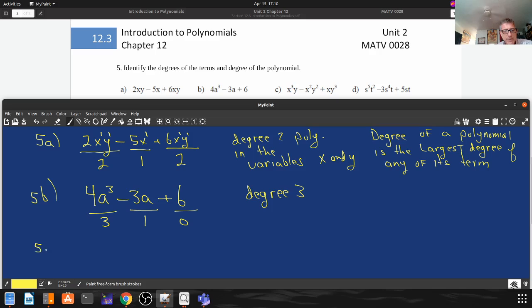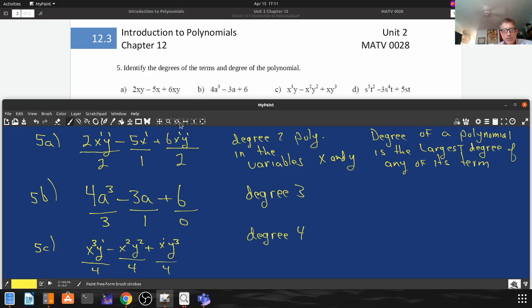Let's do 5c. It's x cubed y minus x squared y squared plus x y cubed. So the degree of the first term, I add up the exponents, so that's a degree 4 term. Add up the exponents, that's a degree 4 term. Add up the exponents, that's a degree 4 term. So this is a degree 4 polynomial in the variables x and y.